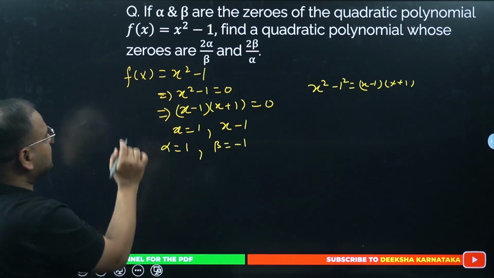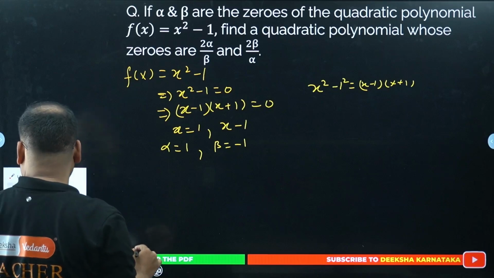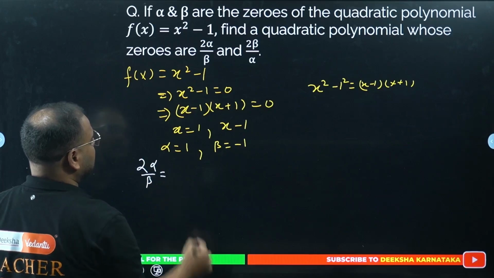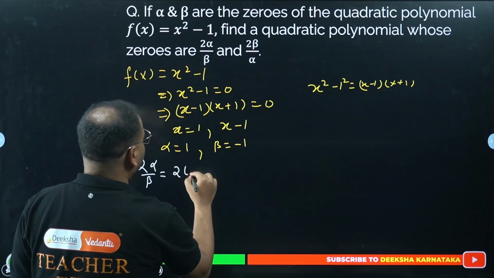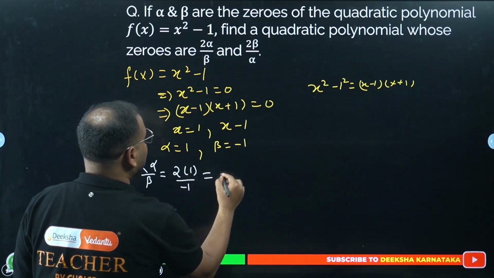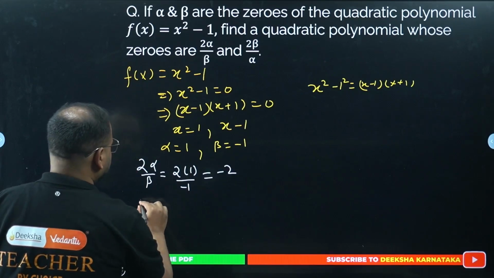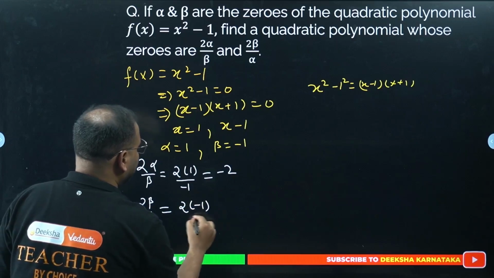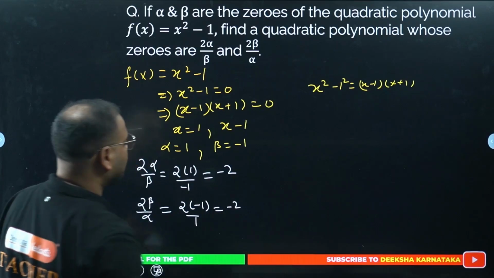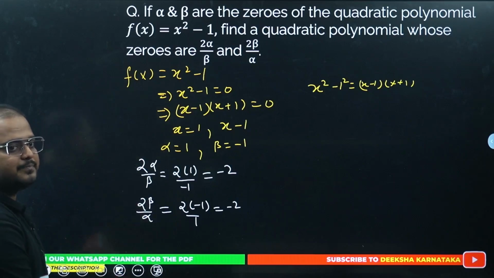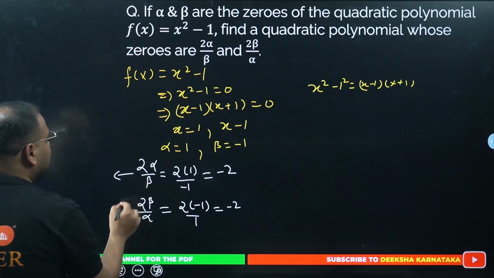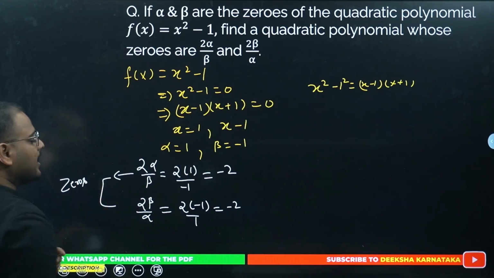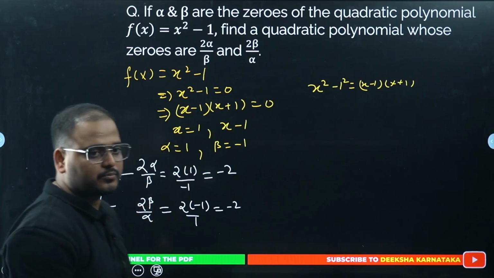Now find the roots given. First root is 2 alpha by beta. What is this? 2 times 1 by minus 1. What's the value? Minus 2. Next one, 2 beta by alpha, will come the same: 2 times minus 1 by 1. Answer is minus 2. Now what are these? These are the zeros only, right? Let's say this is zero number 1, zero number 2.